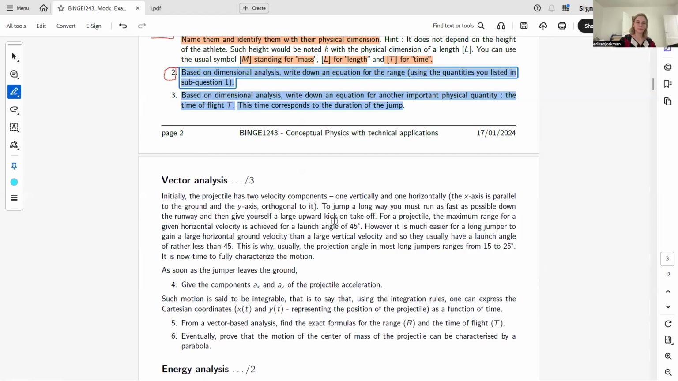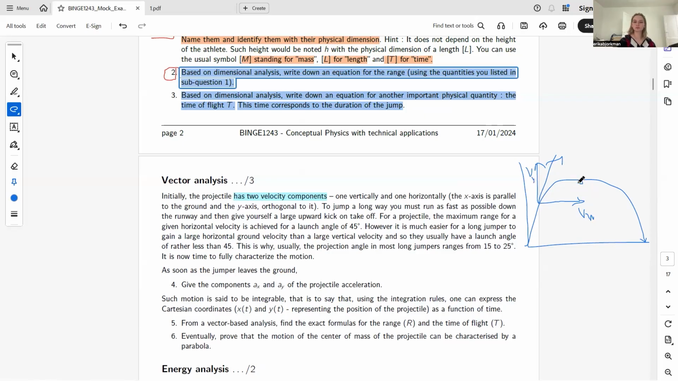In the vector analysis, we need to discuss some initial information about the projectile motion. Initially, projectile motion has two velocity components. For example, if we are talking about projectile motion, as it is two-dimensional motion, it is having two velocity components. We need to resolve a single velocity into its components: horizontal component Vx and vertical component Vy, as it is moving on the top.